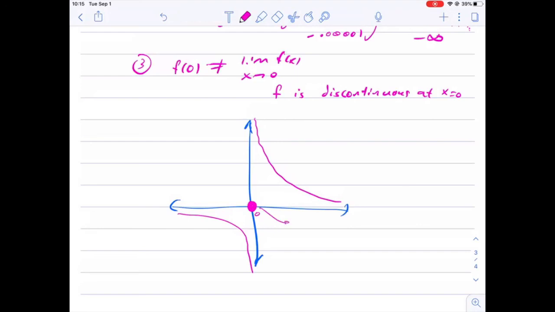The value of the function, this is f of x, it consists of 2 pieces. So f of 0 is 0, and the limit, when we take values that are very close to 0 from the right, what happens to the limit? The limit goes to infinity. And if we take some values very close to 0 from the left, what happens to the value of the function? It goes to negative infinity. So that means the limit does not exist.